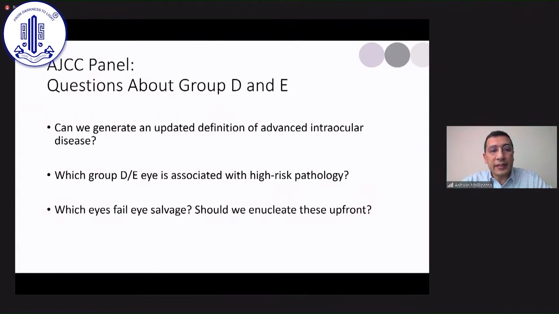So the essential questions that we had were: can we generate an updated definition of what advanced intraocular disease would mean, and which group, D or E, is really associated with high-risk pathology? Which eyes fail salvage therapy, and should we really enucleate some of these upfront?